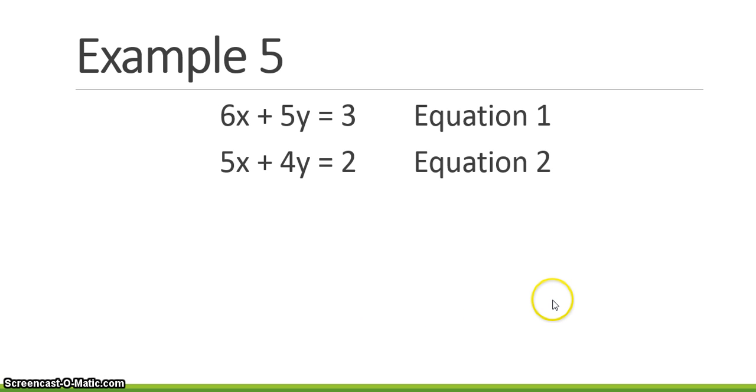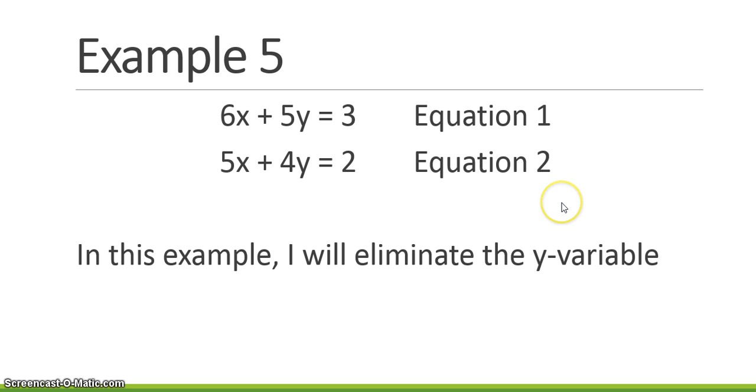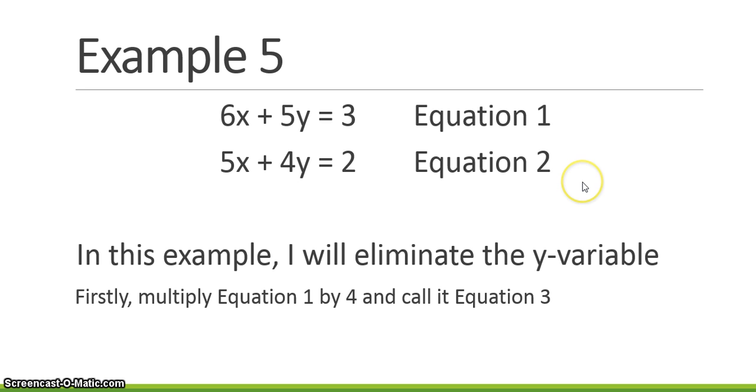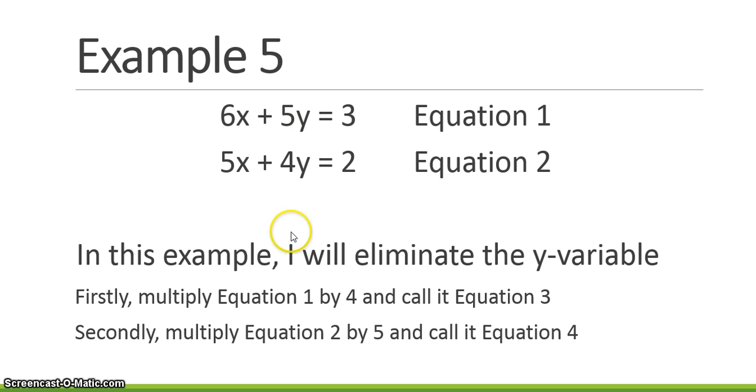Let's look at our final example, example 5. 6x plus 5y is equal to 3. 5x plus 4y is equal to 2. I'm going to eliminate the y variable here in order to solve. Firstly, I'm going to multiply equation 1 by 4. If I multiply 5y by 4, I'll get 20y. And I'm going to multiply equation 2 by 5. If I multiply 4y by 5, I will get 20y.